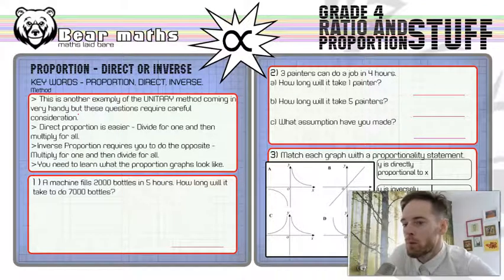If something is in proportion, as one thing goes up, the other thing goes up. That's what direct proportion is. Or it's as one thing goes up, the other thing goes down. And that is also referred to as being in proportion, but it's inverse proportion.